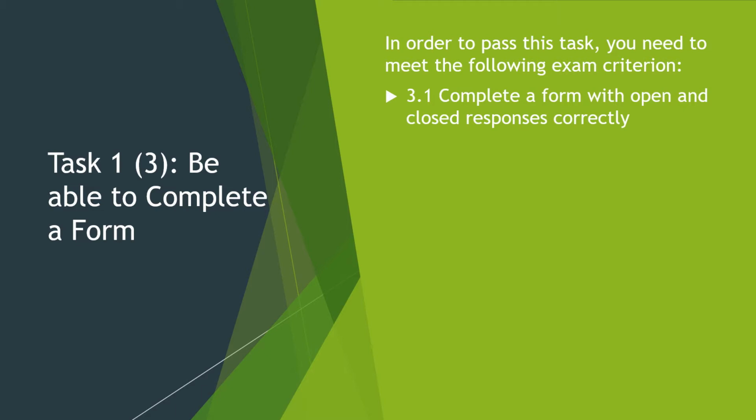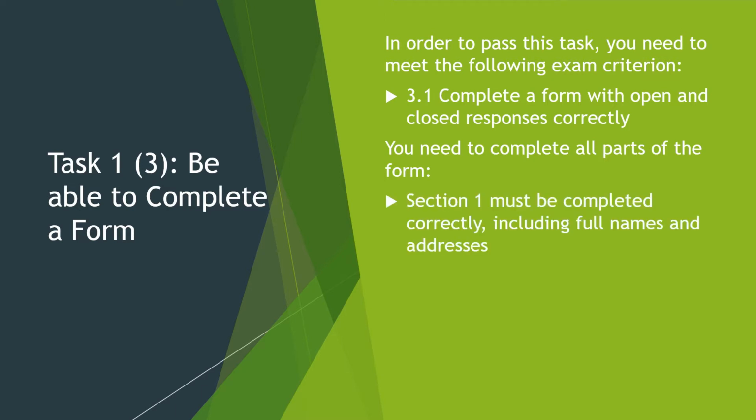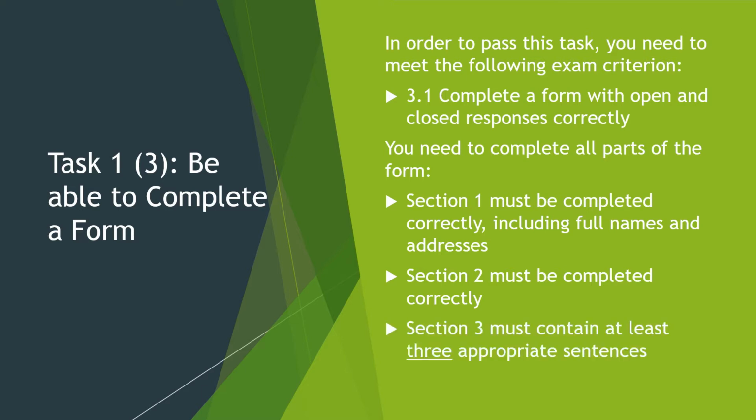3.1, complete a form with open and closed responses correctly. You need to complete all parts of the form in order to pass the task. Section 1 must be completed correctly, including full names and addresses. Section 2 must be completed correctly. And Section 3 must contain at least 3 appropriate sentences.